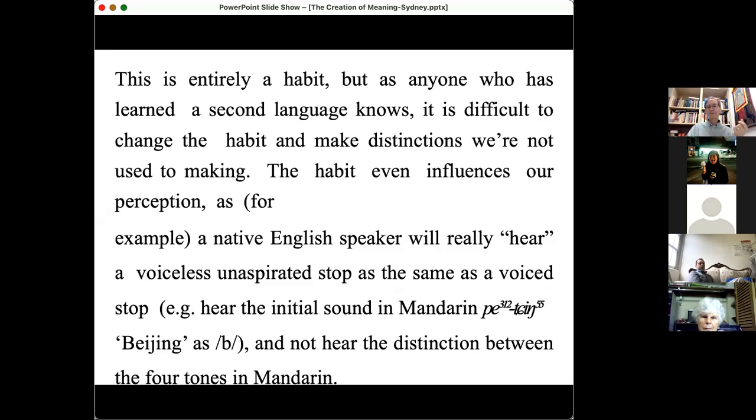So for example, a native English speaker will hear a voiceless unaspirated stop like in Beijing as the same as a voiced stop like in boy, as if they're the same sound. And they won't hear the difference, for example, in the four words in Mandarin, mā, má, mǎ, mà, which are different tones. I remember when they first told me that when I was a teenager learning Mandarin, and they said these are four different words, I said, yeah, right. I totally didn't believe them. It took months before it just suddenly clicked in my brain. So these are habits of perception, habits of thinking, even habits of seeing.